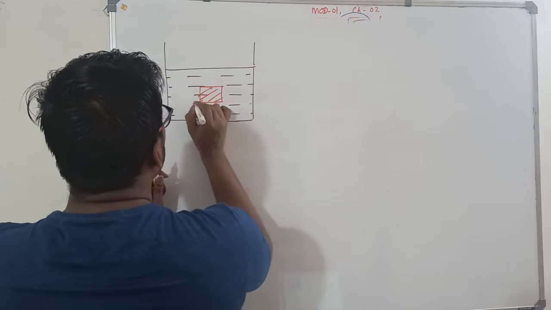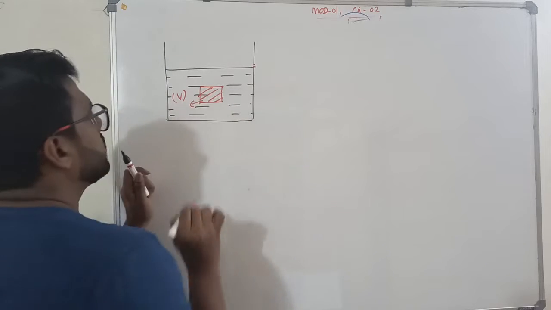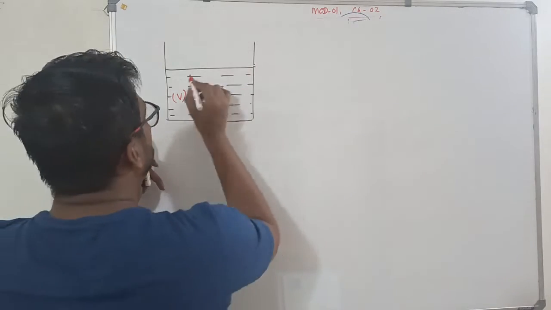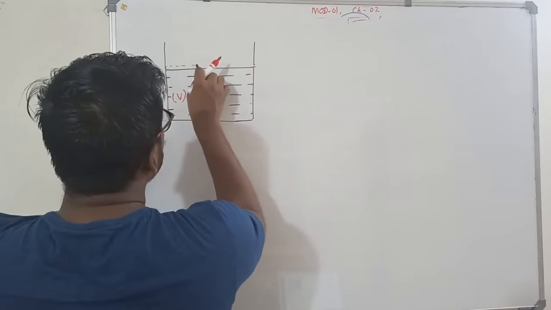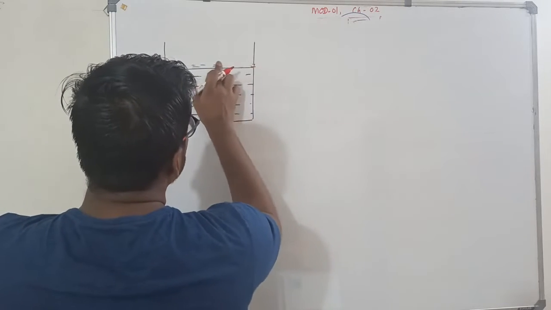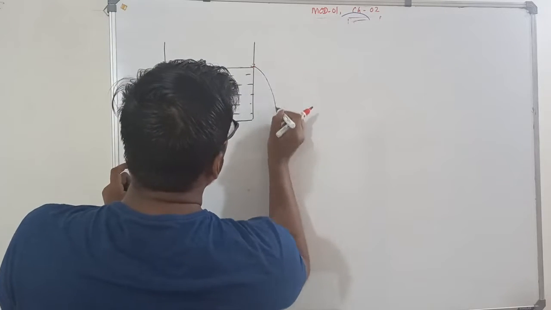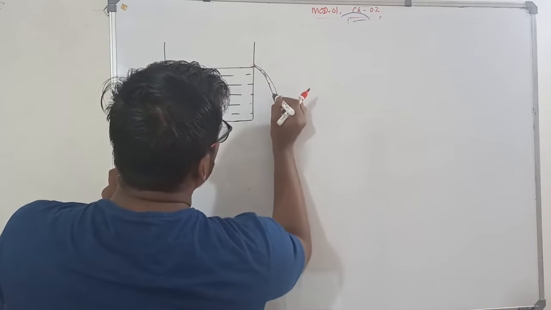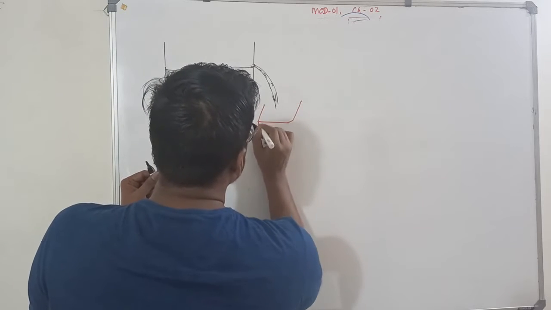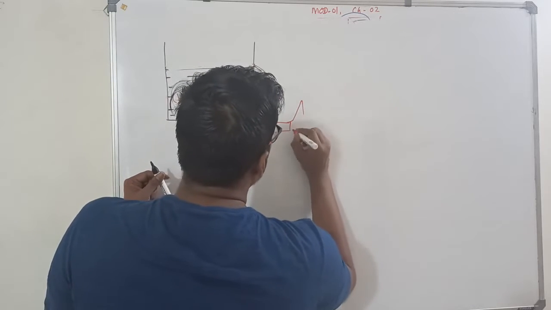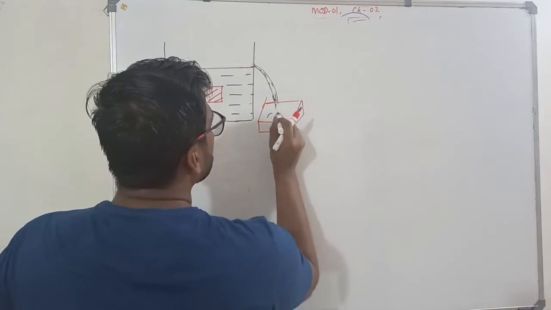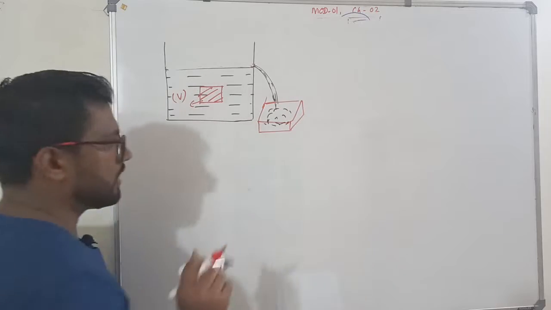Let us say the object has a volume V. As we have dipped an object here, the level of liquid will rise, but there is a hole here, so through this hole the liquid will start pouring out. And I have smartly placed a container here so that this liquid will deposit in this container.